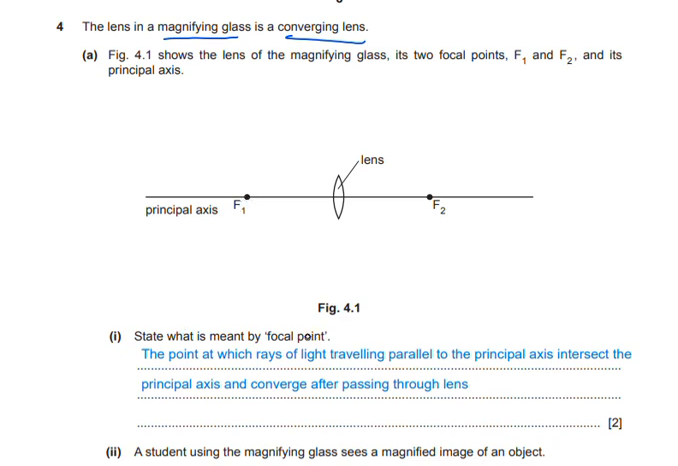State what is meant by focal point. Okay, this is the point at which rays traveling parallel to the principal axis, after passing through the lens, pass through this point. The point at which rays of light traveling parallel to the principal axis intersect the principal axis. See, they go through here. Or if we reverse it, for the other lens, the diverging lens, they pass from that end, and converge after passing through the lens. So they're going parallel to the principal axis first of all, and then passing through this point.